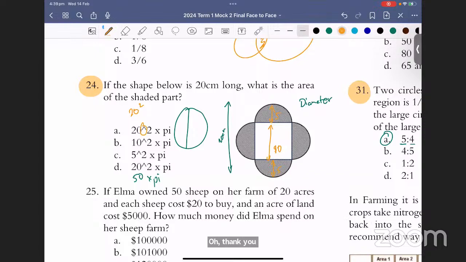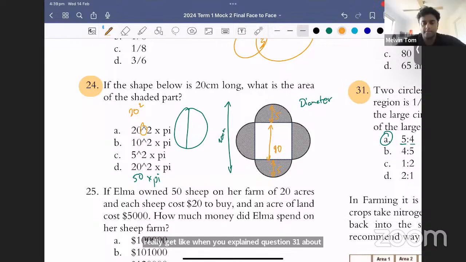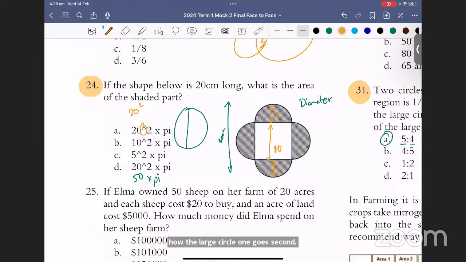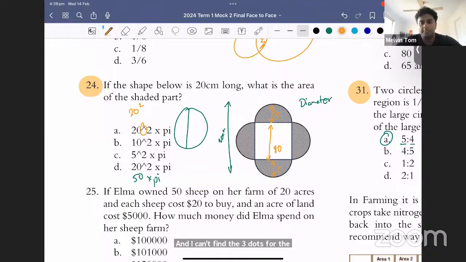Melvin, I just have two questions. I didn't really get, when you explained question 31, how the large circle one goes second. And I can't find the 3 dots for the chat. I'm so sorry, Shanvi, I can't help you with technical issues.